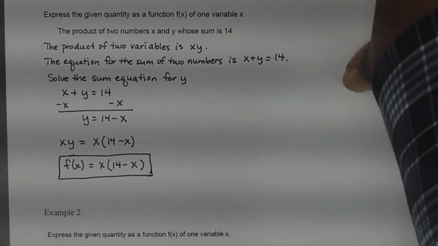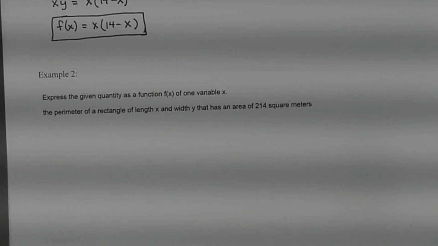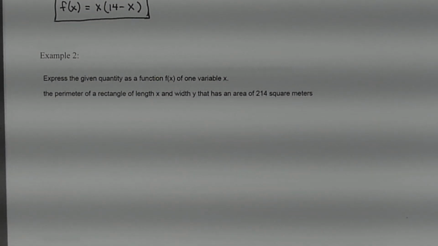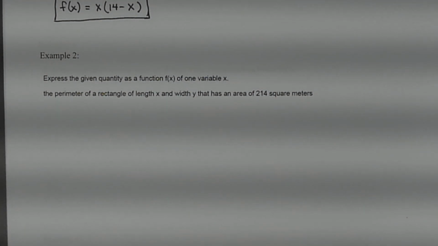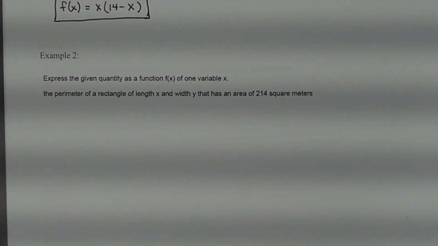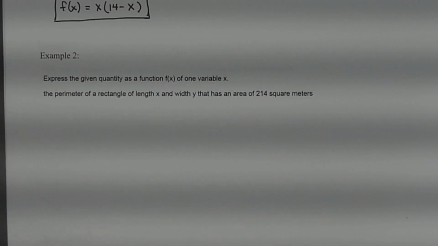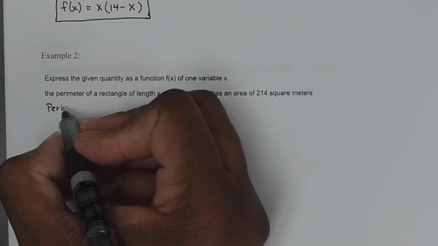Okay. All right, let's look at example 2. Then we're going to express the given quantity as a function f of x of one variable x. And that's this: the perimeter of a rectangle of length x and width y that has an area of 214 square meters. Okay, now there are two things you do need to know. The perimeter of a rectangle.